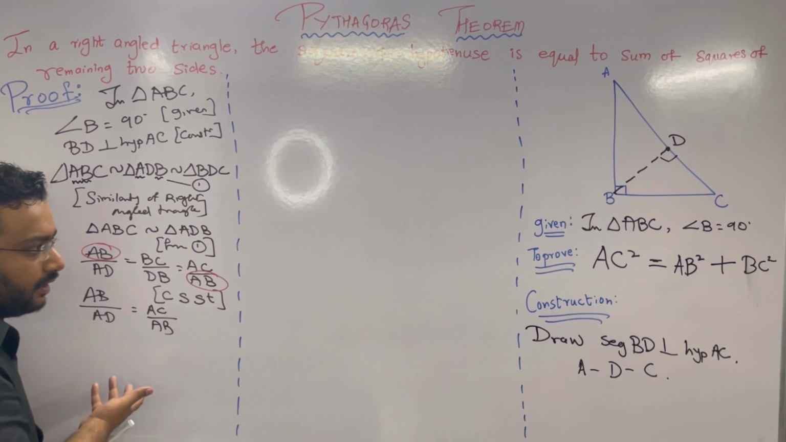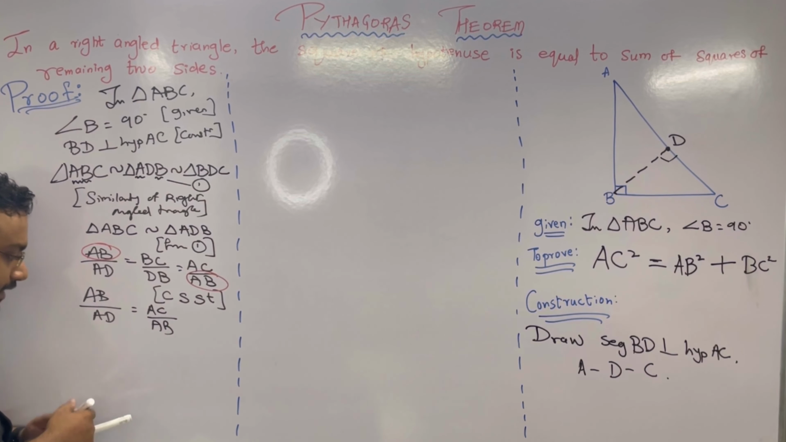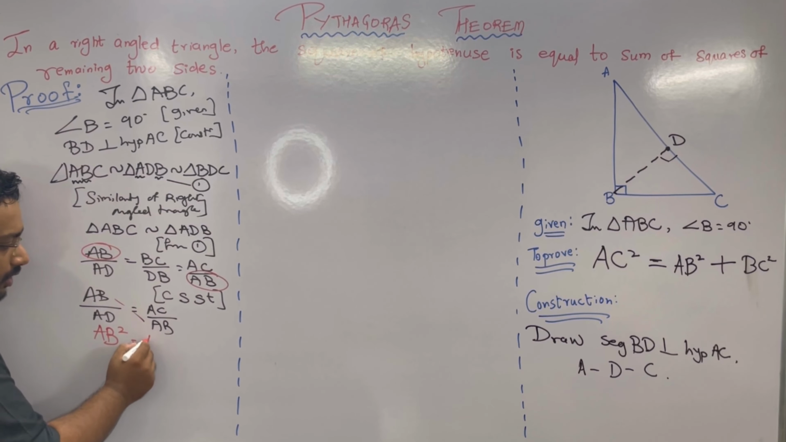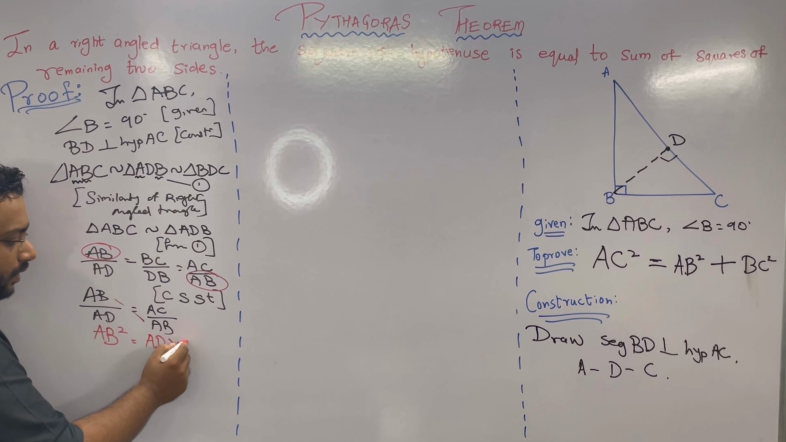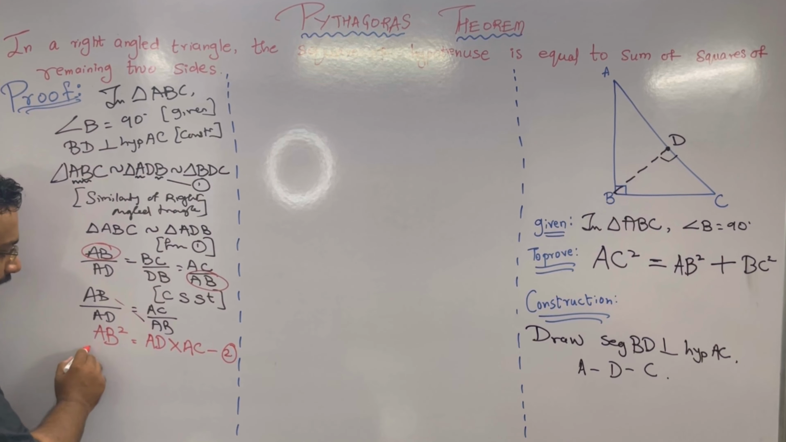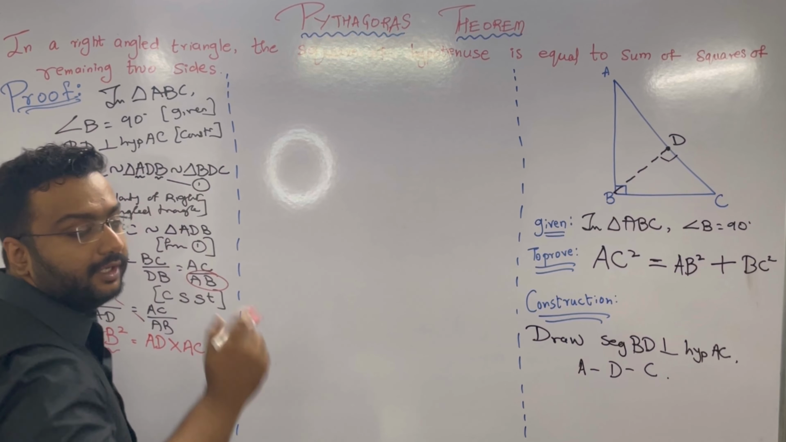We needed AB square, see, we got it. You will say, sir, where did we get it? Look carefully. If you just cross multiply, AB into AB will be AB square and AD into AC will be AD into AC. So this is, let's mark this equation number 2. We needed AB square, and we got AB square.